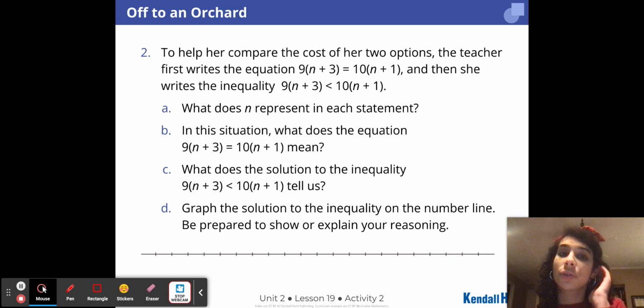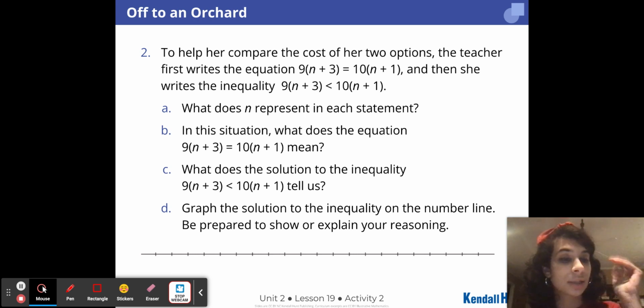To help her compare the cost of her two options, the teacher first writes the equation 9 multiplied by n plus 3 is equal to 10n plus 1. Then she writes the inequality 9n plus 3 is less than 10n plus 1. You want to answer a couple of questions here. What does n represent in this statement? What is my unknown here? What don't I know? I'll give you a hint: look back to number 1. What is something that's varying in this situation?